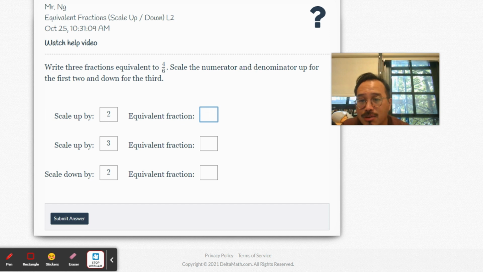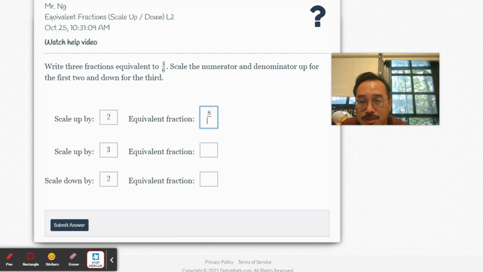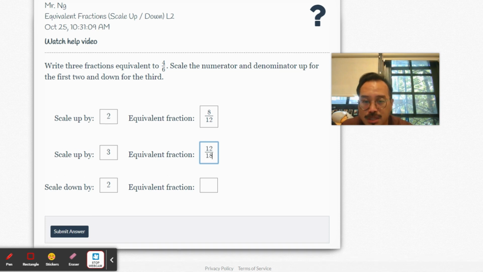All right, now scale it up by two. So 4/6 now becomes what, if you scale the whole thing up by a factor of two? 4 times 2 is 8, and 6 times 2 is 12. For the second one, we're going to scale it up by a factor of 3. So in other words, they let you choose the factor that you want to expand or contract the fraction. So scale it by 3. That's 3 times 4, that's 12, and 3 times 6, that's 18.